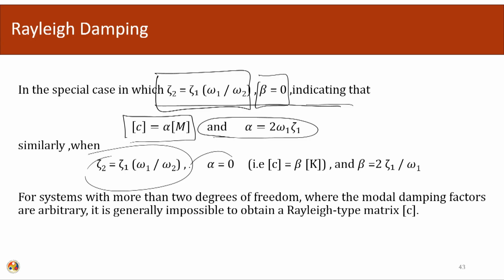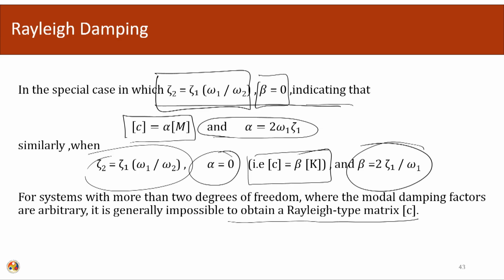Similarly, if alpha equals 0, the C matrix will be proportional to the stiffness matrix, and this will be the value of beta. So, for systems with more than 2 degrees of freedom, where the modal damping factors are arbitrary, it is generally impossible to obtain the Rayleigh type damping matrix. The Rayleigh type damping matrix works very well when we have 2 degrees of freedom, but when the degrees of freedom become more, it becomes more and more difficult to obtain a Rayleigh type damping matrix.